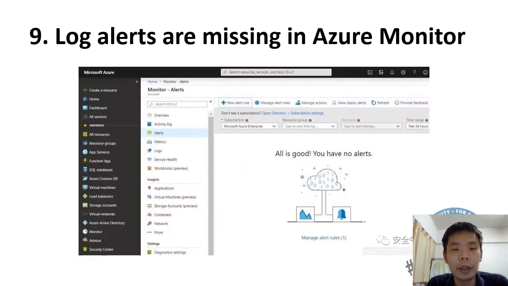Number 9. Log alerts are missing from the Azure Monitor. Azure Monitoring and Alerting Service allows the creation of custom alerts tailored to the specific needs of the service deployed in the Azure cloud. If properly configured with relevant alert conditions, it can provide an early indication of problems in the environment instead of relying on built-in Azure security features.